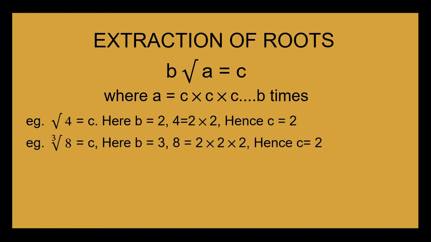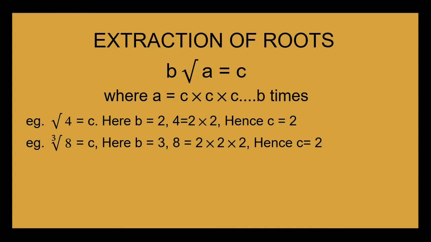Example 2. Third root of 8. Here C multiplied thrice should give 8. We know that 8 equal to 2 into 2 into 2. Here B is equal to 3 and hence we can derive that C is equal to 2.